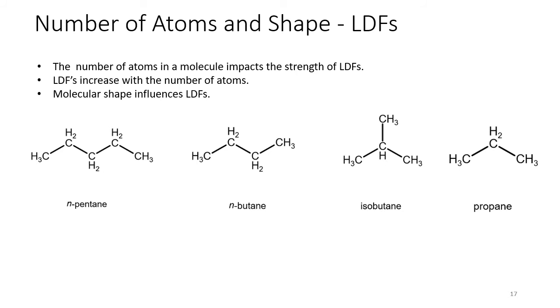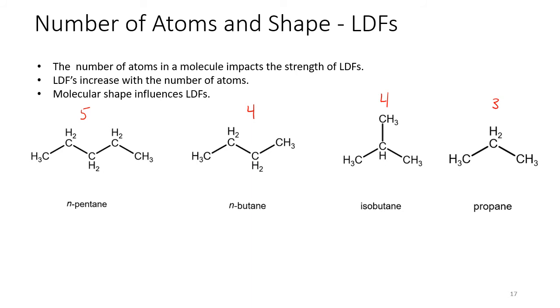We have on the left n-pentane. Pentane has 5 carbons in it. Butane has 4 carbons in it. Isobutane also has 4 carbons in it. And propane, which has 3 carbons in it. The molecular formulas for each of these molecules are going to be slightly different, but we're just comparing the number of carbons to make some quick assumptions.